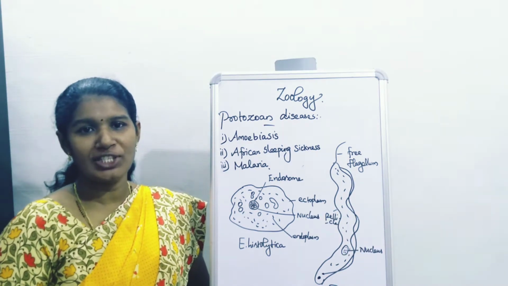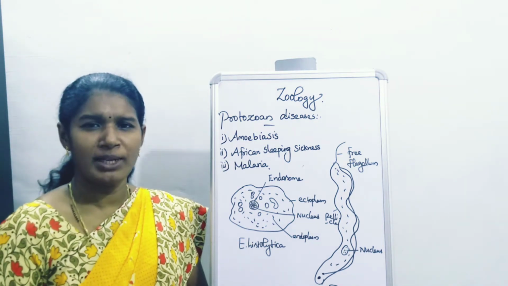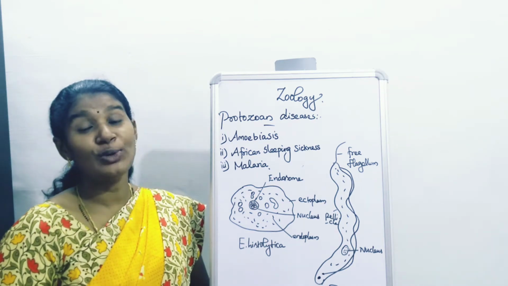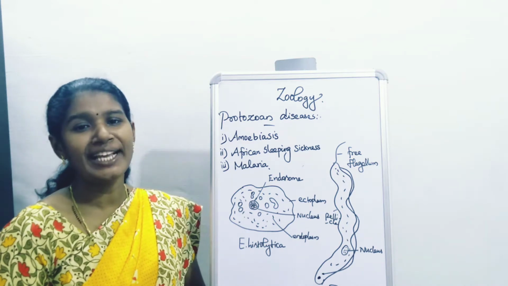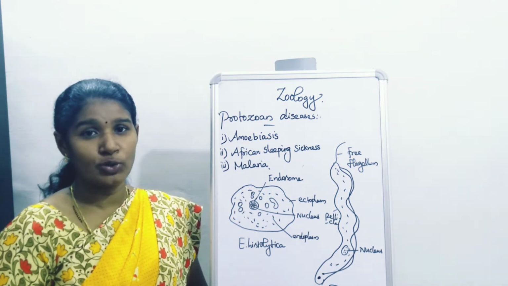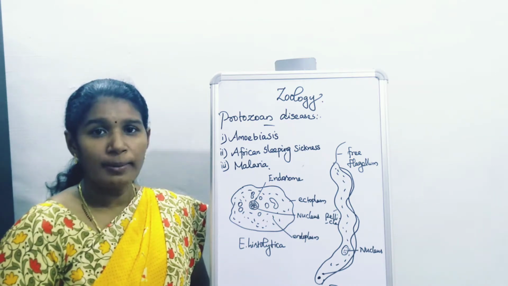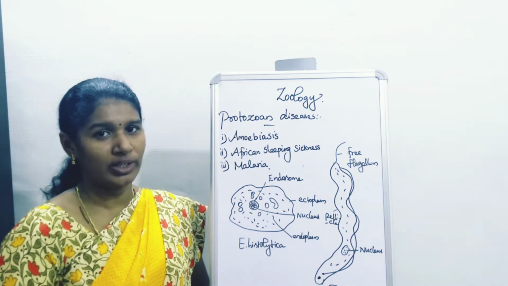Today I am going to teach about protozoan disease. What do we mean by protozoan? Protozoa are unicellular organisms. We can see them only under the microscope. There are different kinds of protozoans, like amoeba, euglena, and paramecium. All of these we can call protozoans.